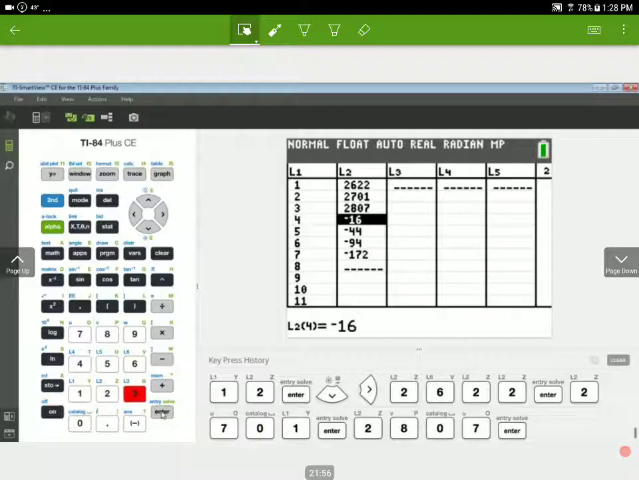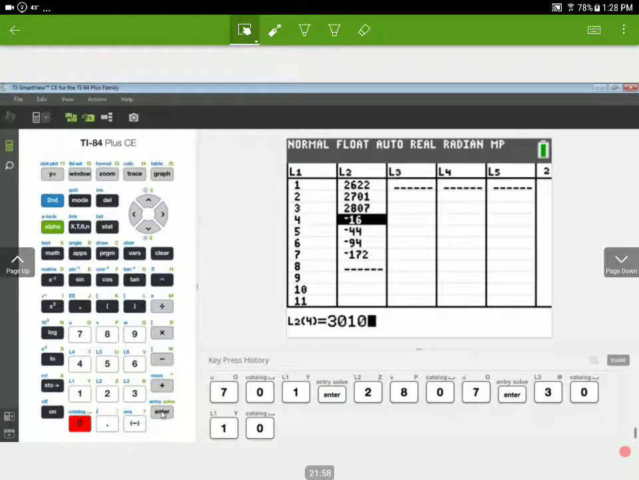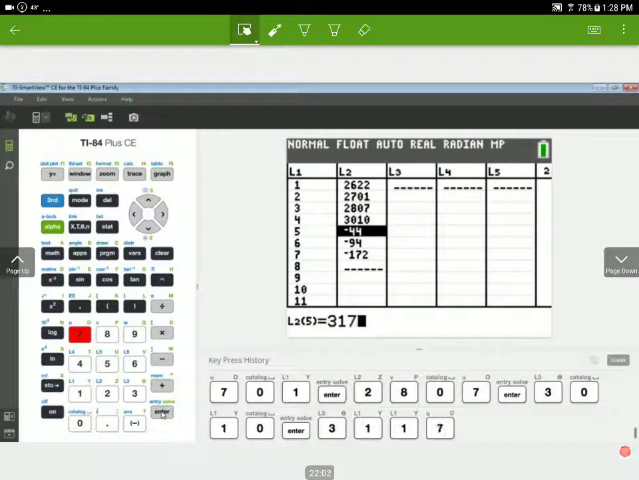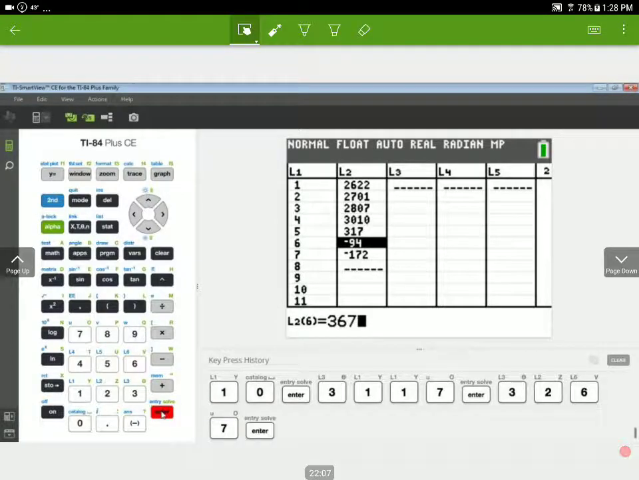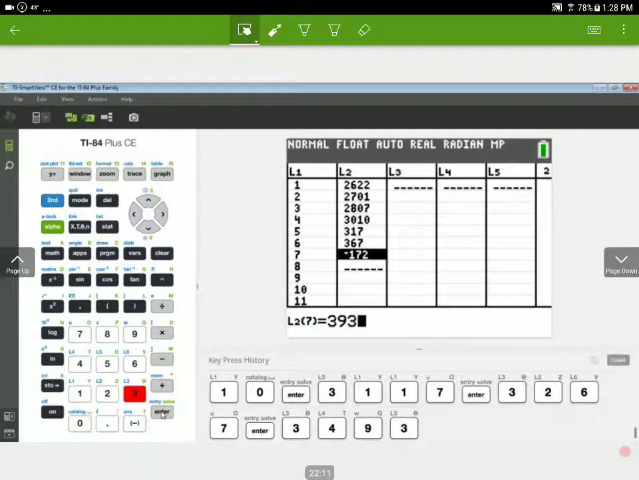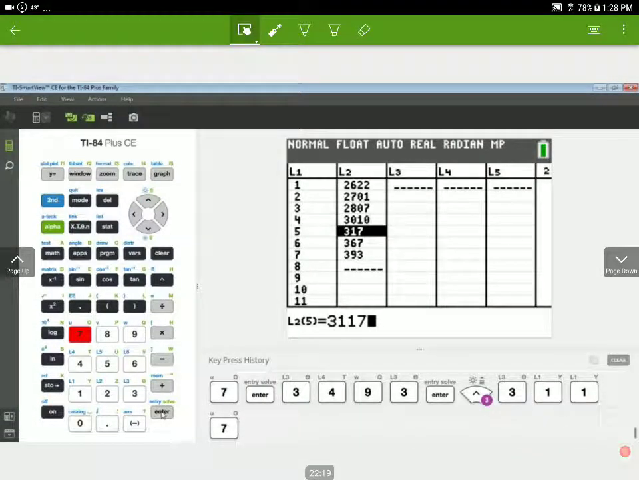3010. Enter. 3117. Enter. 3267. 3493. Wow, it's not putting the whole thing in again, is it? No. So that's 3117. I really hate this thing sometimes. 3267. Enter.